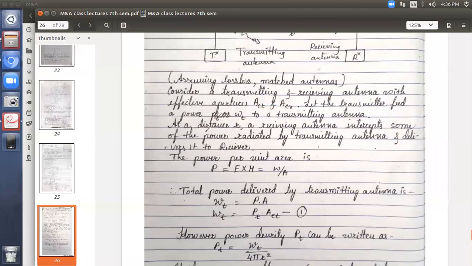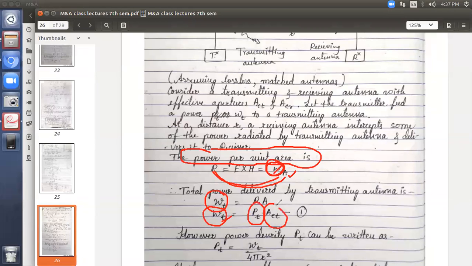With this setup, we know that the power density or the Poynting vector is given by P equals E cross H. We will start with the basic equation, power density, which is W by A, the power radiated per unit area. From this, we can see W is equal to P into A. So the total power delivered by the transmitting antenna at the transmitter side, WT, is equal to P into A. In general, for the transmitting antenna, WT will be PT into the aperture AET. This is equation 1.